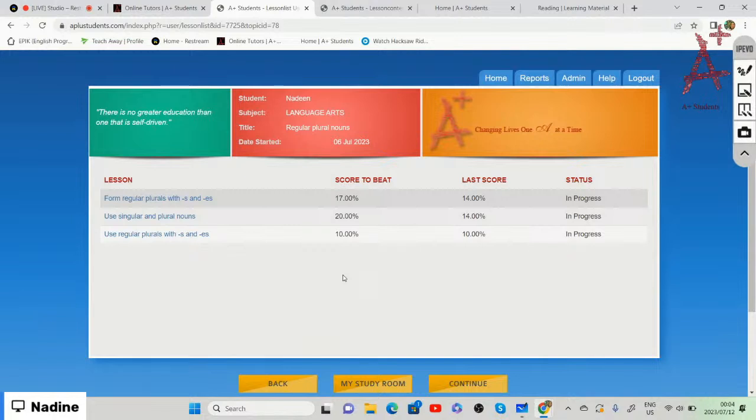Before we start with today's lesson, in our previous lesson we did nouns and we said that a noun is basically people, places, animals, or things. So it basically tells us about people, places, animals, or things.